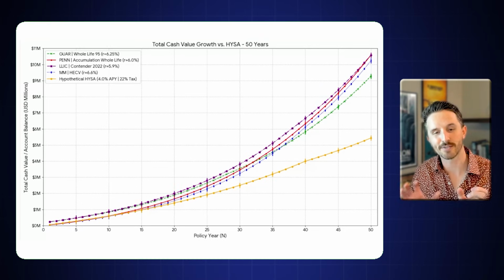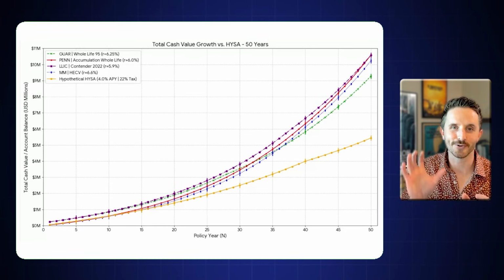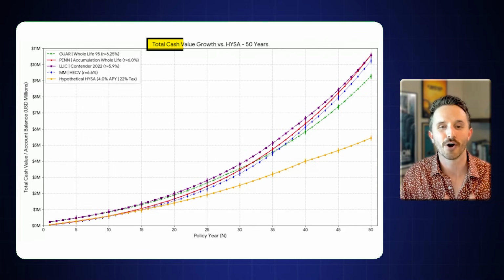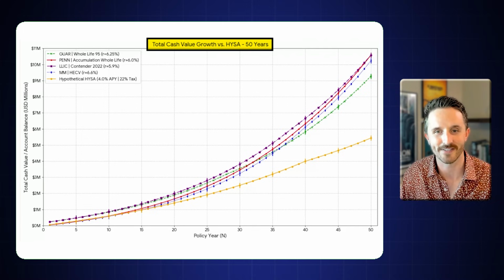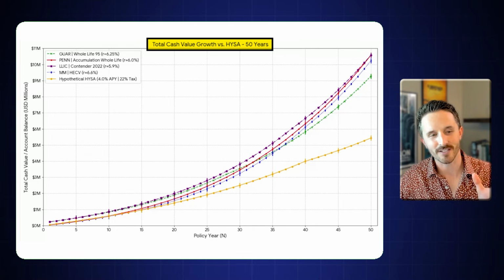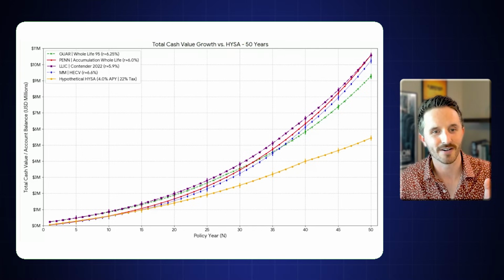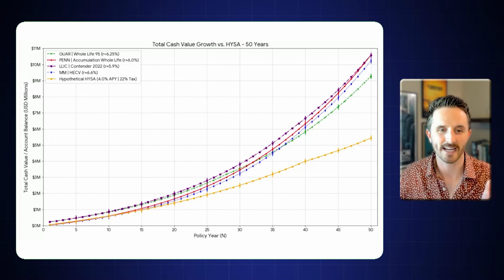Now what I did is I transposed that graph onto the whole life policies because now we're going to look at them and compare them against one another. So total cash value growth versus high yield savings account, 50 years. And so all the same policies you saw, these are for the 2026 policies, and the hypothetical high yield savings account is at that 22% tax bracket and 4% APY.